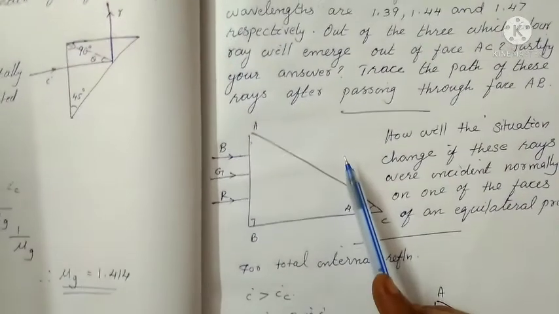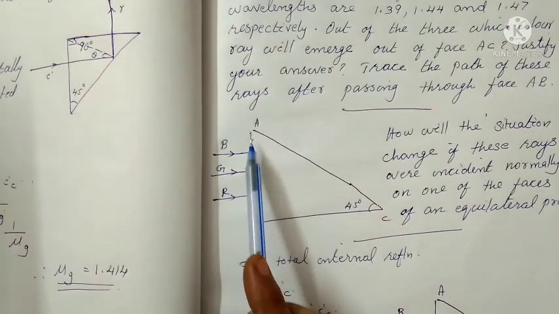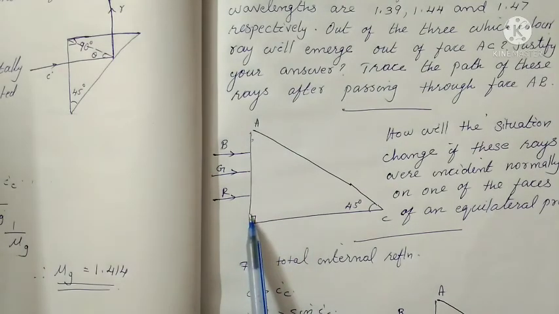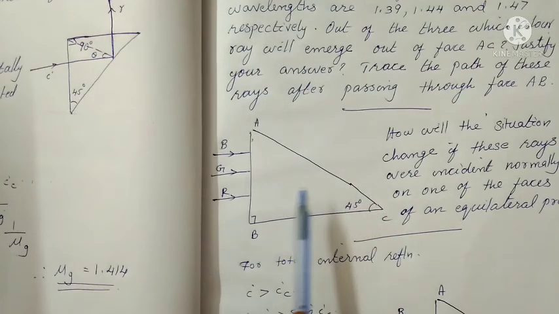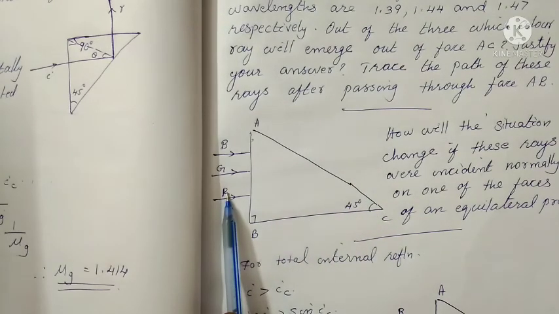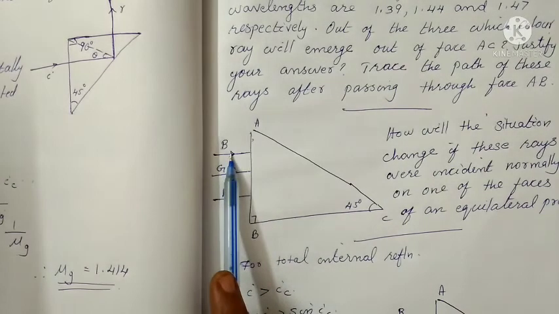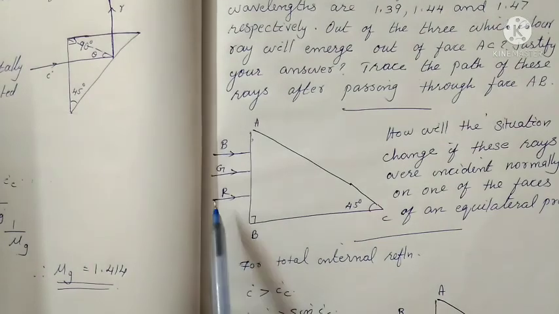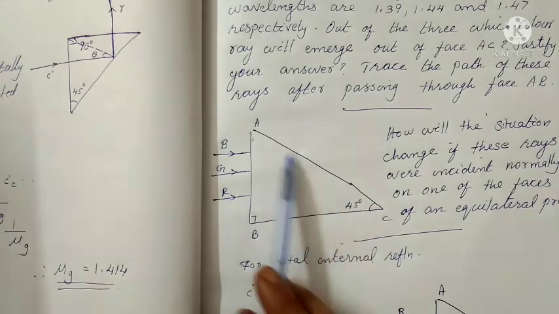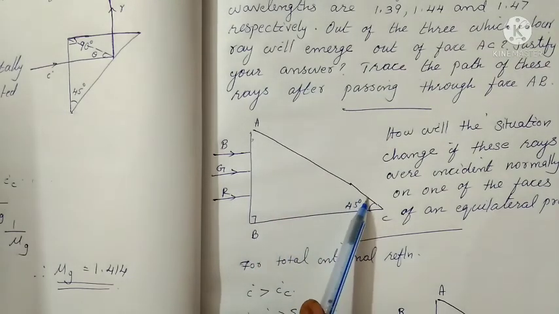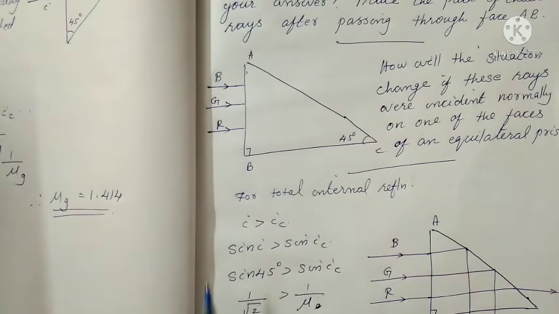Here three rays, blue, green and red, are incident on the face AB of right-angled prism ABC. The refractive index of the red light is given as 1.39, the green light 1.44 and the blue light 1.47. We want to find out which color ray will emerge out of face AC. For that, first we want to find the refractive index of the glass material.